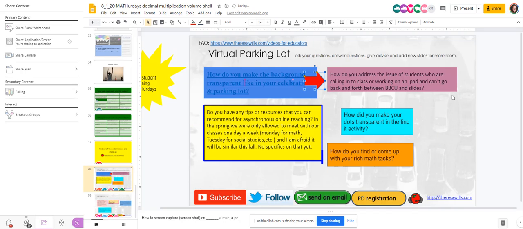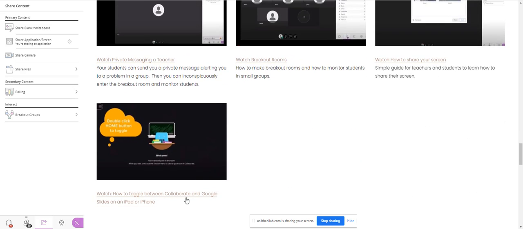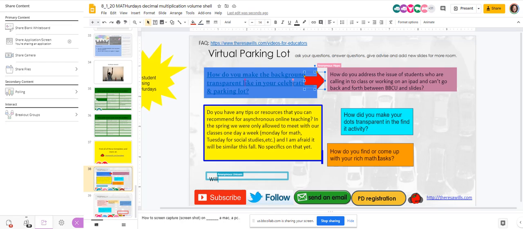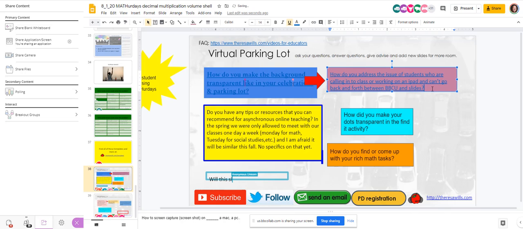How do you address the issue of students who are calling into class working on an iPad and can't go back and forth? Oh, so they actually can go back and forth. I have a video that shows how easy it can be right here. So the trick here is you really want them to download the Google Slides app. That is super important in making sure that they can edit.